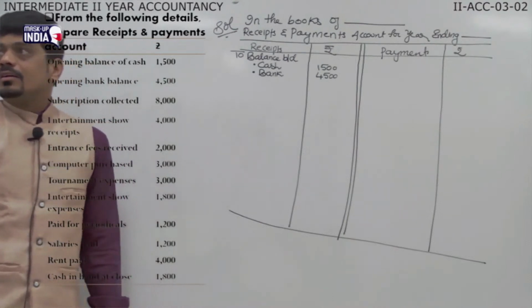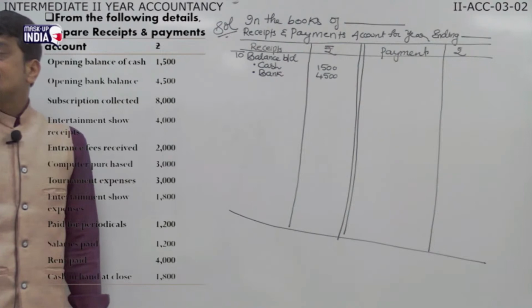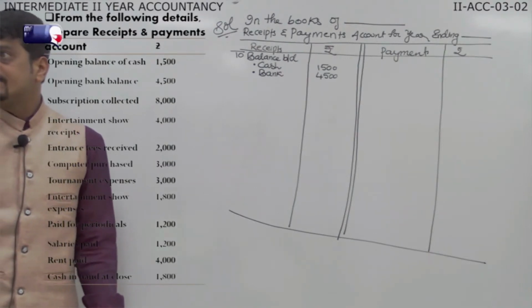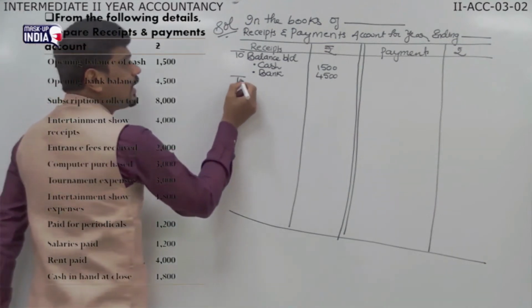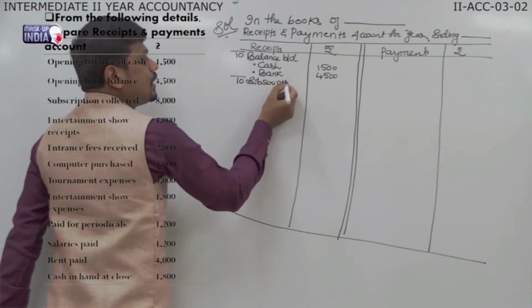Then the next item they give us is subscription collected. The word collected itself says it is a receipt. So we'll put it on the receipt side, we'll post on the receipt side. To subscription.